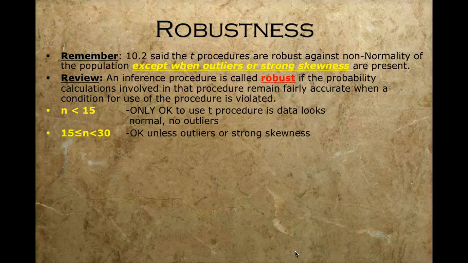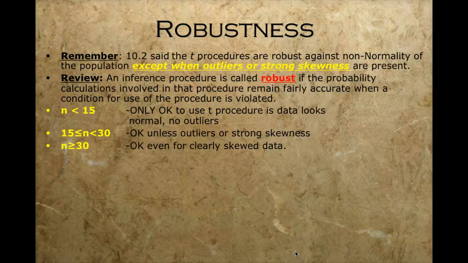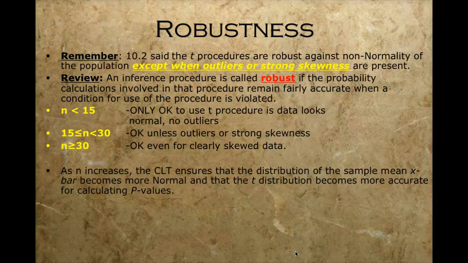If I have a medium-sized sample, like say 15 to 30, it's okay unless there are any major outliers or major skewness. And lastly, once we get a sample size greater than 30, we're okay even if our sample appears skewed, my sampling distribution should be approximately normal according to the central limit theorem. Remember, as n increases, the central limit theorem ensures the distribution of our sampling means becomes more normal and the t distribution becomes more accurate for calculating p-values.